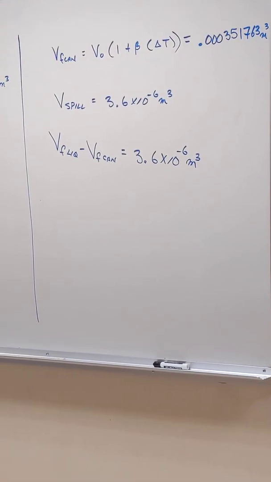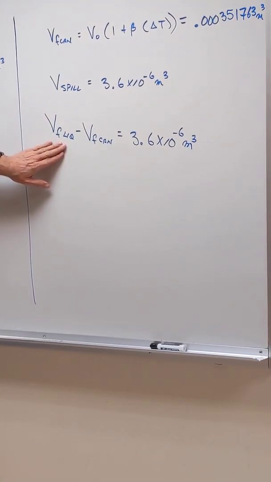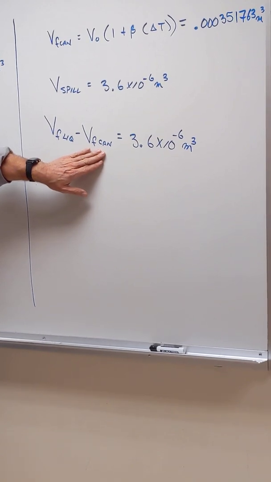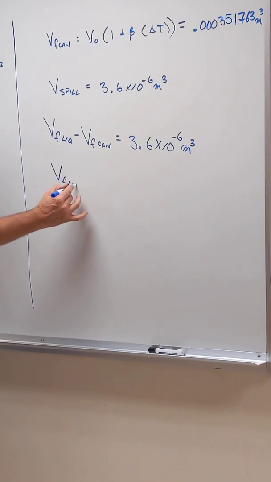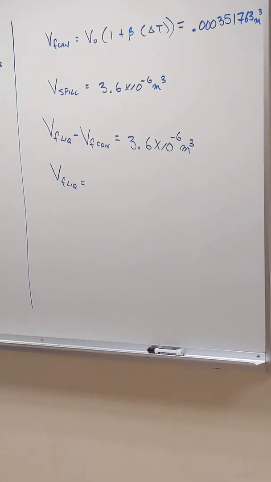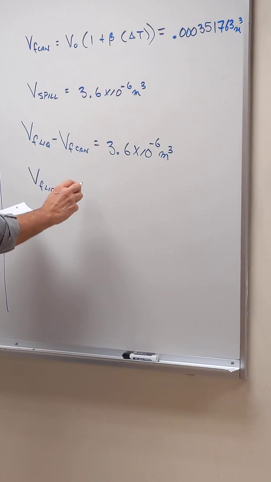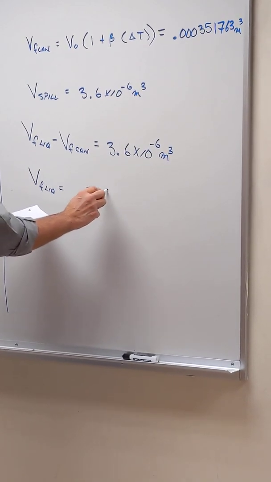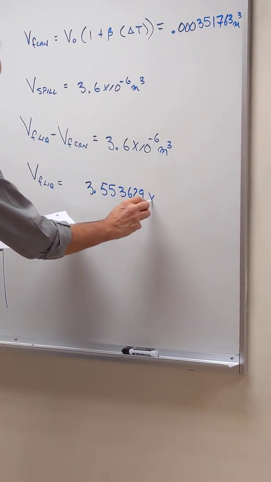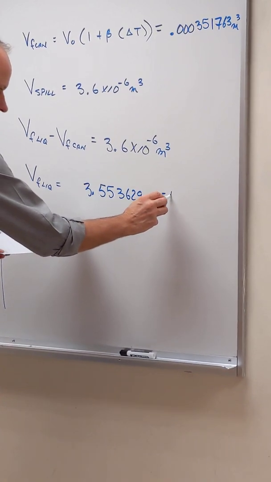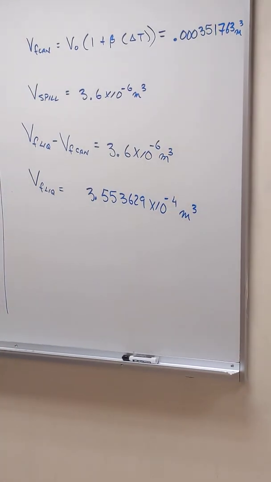There's too much liquid for the can to hold. So this liquid is bigger than the final volume of the can. Thus I get spillage. So now can I get the final volume of the liquid? Times 3.553629. I love it. Times 10 to the what? Negative 4. 1, 2, 3, 4. Yes, meters cubed. Am I done?